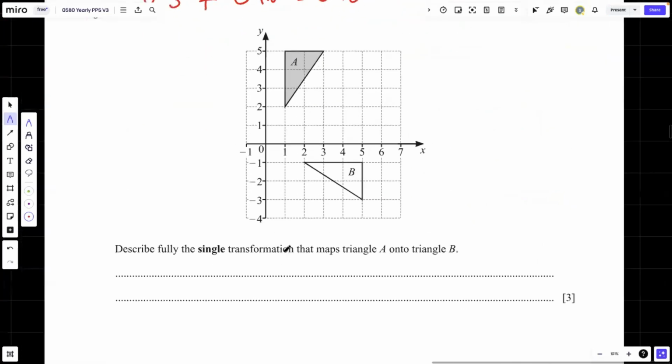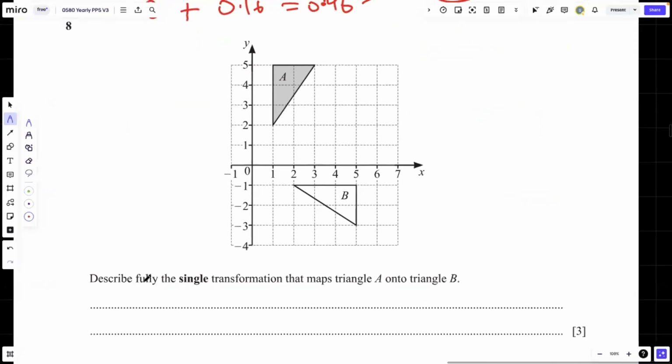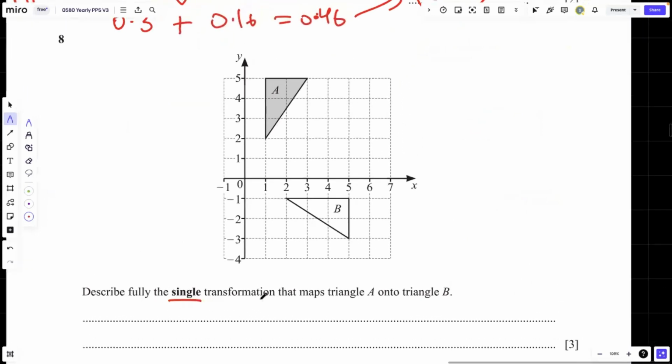Let's move on to the next question. So we are supposed to tell the single transformation that maps A onto B. So A is the object and B is the image. So we are supposed to go from A to B. What has happened from A to B? That is what we're supposed to find out.